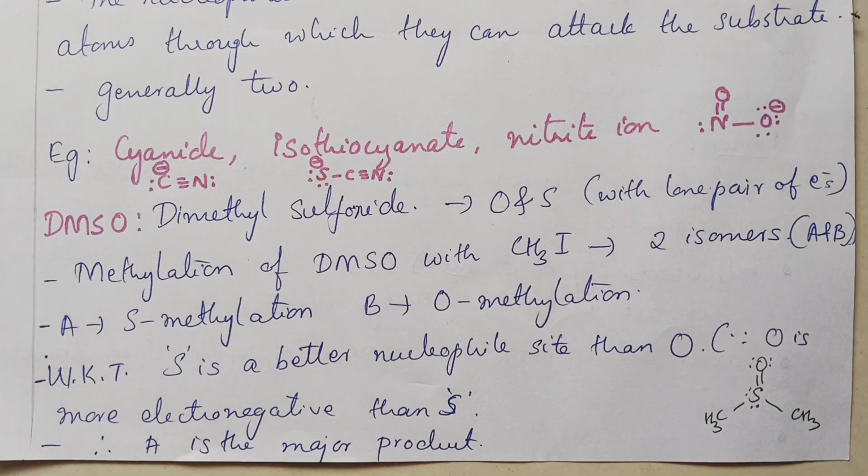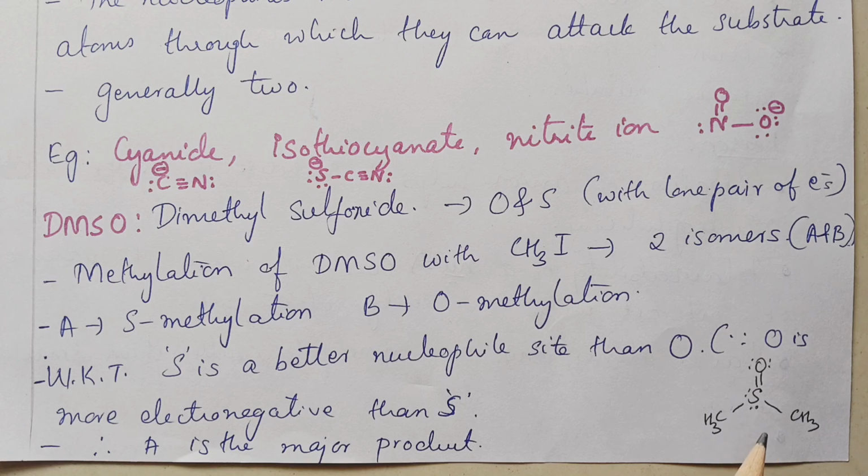One will be because of S-methylation, that is methyl group added to sulfur. Second one is O-methylation, that means oxygen attacking the methyl group. We know that sulfur is a better nucleophile site than oxygen. What is the reason for that? Among sulfur and oxygen, oxygen is more electronegative. Correct? So electronegativity means what? Ability of an atom to attract electrons towards itself. Now what is nucleophile? Nucleophile is nucleus loving species. It should love positive charge. Oxygen is more electronegative. That means it attracts negatively charged electrons towards itself. That is why, since sulfur is less electronegative when compared to oxygen, sulfur is a better nucleophilic site. That's why we can say the product which involves S-methylation will be the major product.